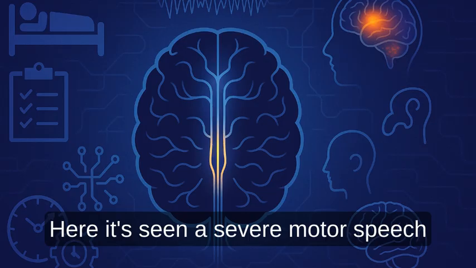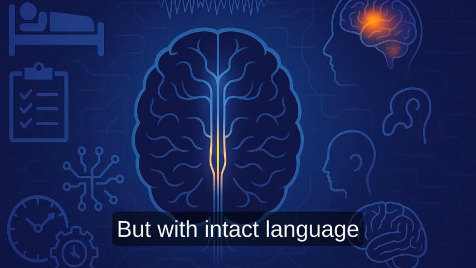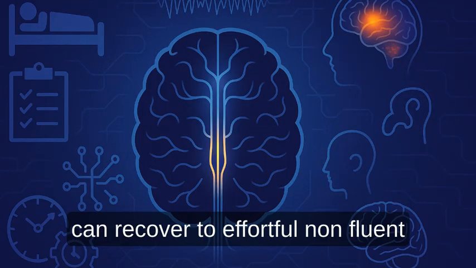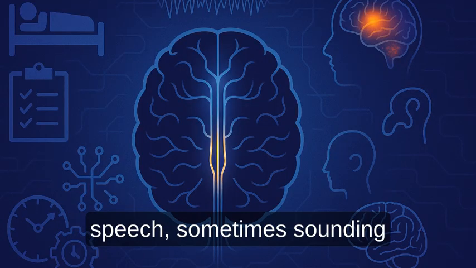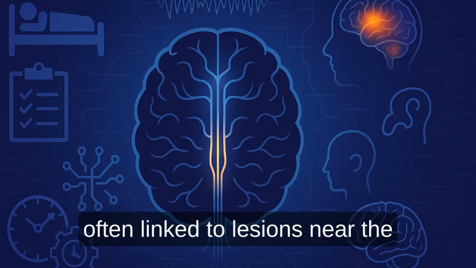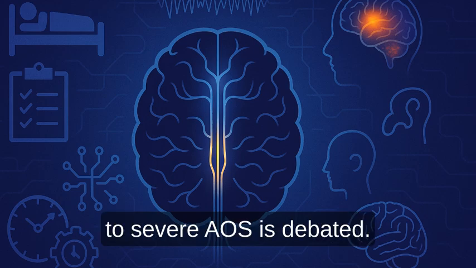Here, it's seen as severe motor speech output impairment near muteness, but with intact language, comprehension, reading, writing. It can recover to effortful, non-fluent speech, sometimes sounding dysarthric or like a foreign accent, often linked to lesions near the motor cortex face area. Its exact relationship to severe AOS is debated.